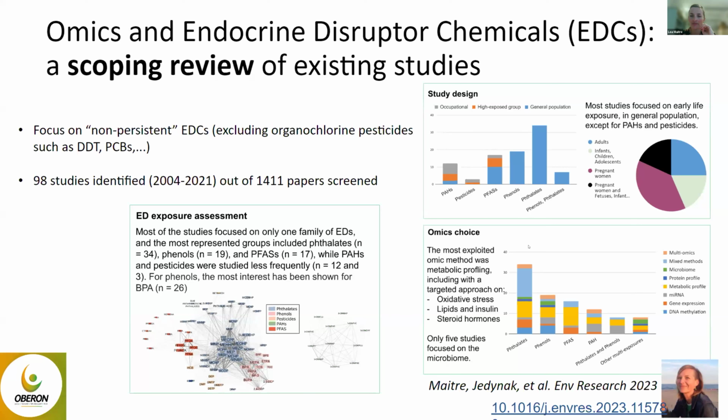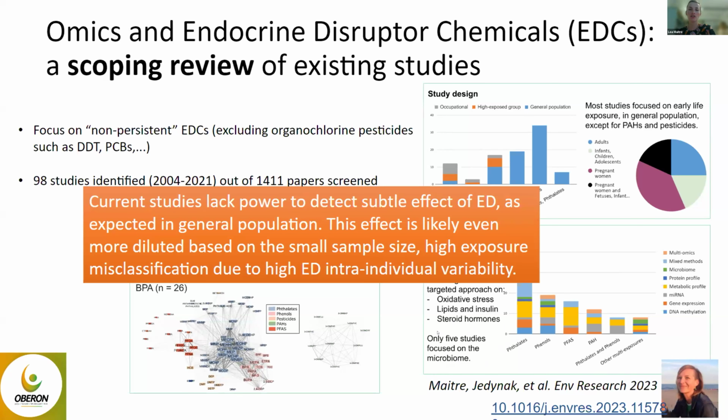And actually most of the studies still focused on targeted approaches. So they were hypothesis driven, focusing only on oxidative stress, or only on lipids and insulin, or steroid hormones. But now through multi-omics, we can actually screen all these known biological pathways and discover new ones.